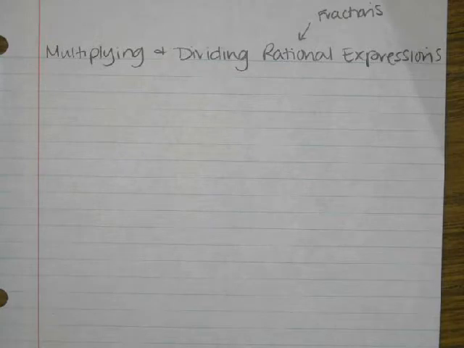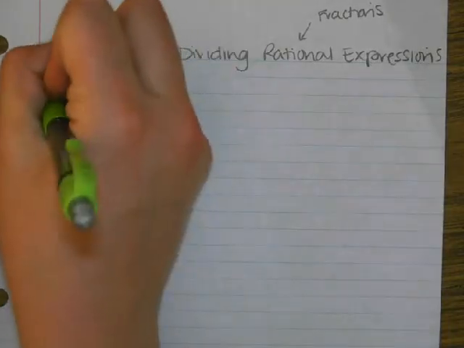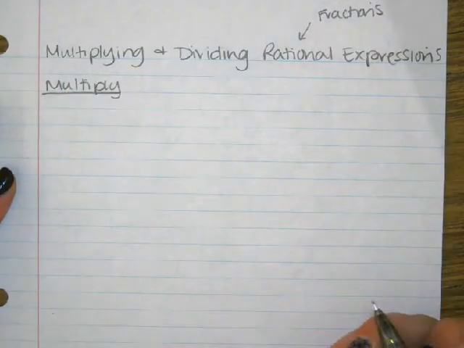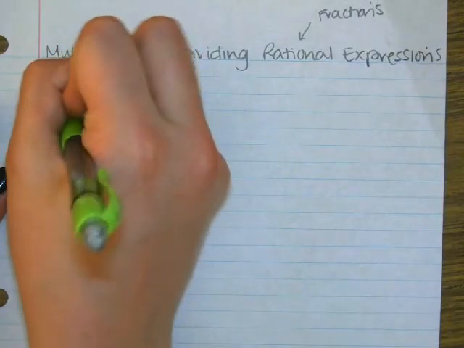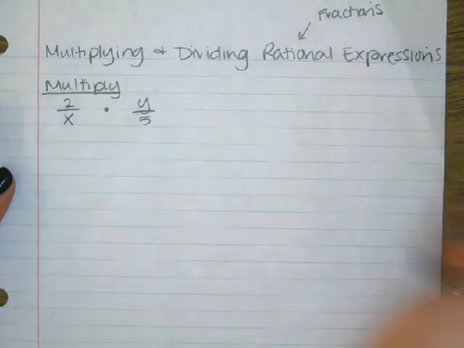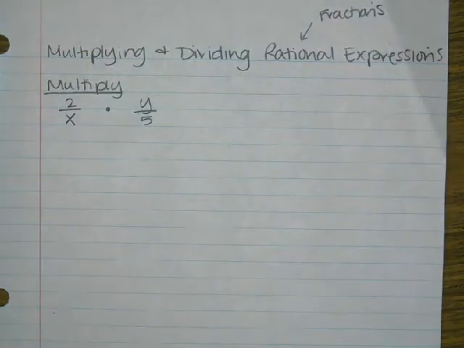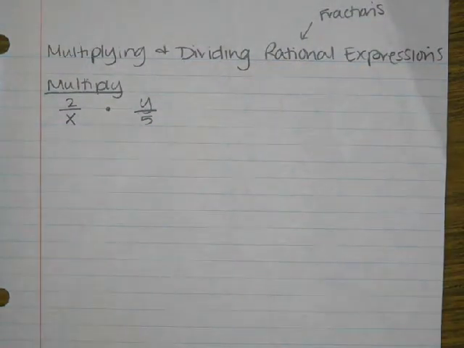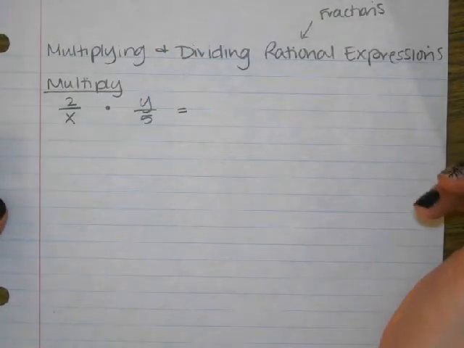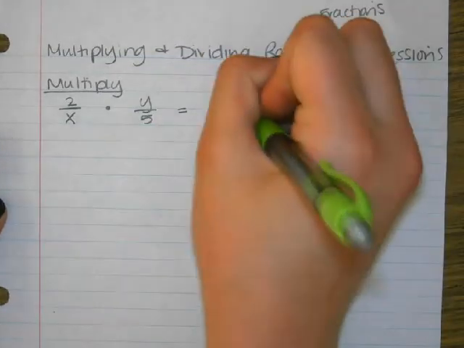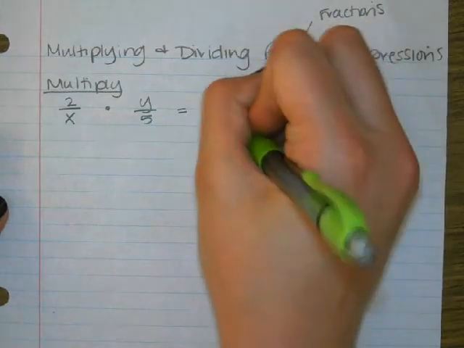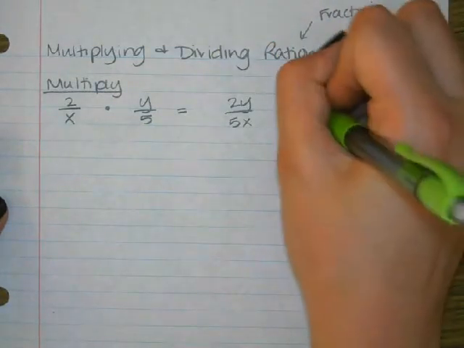All right. So first we're going to look at multiplying. If I have the fraction 2 over x multiplied by y over 5, how do I multiply fractions together? You go straight across. So you take the top and multiply it by the top. What do you get? 2y over 5x.